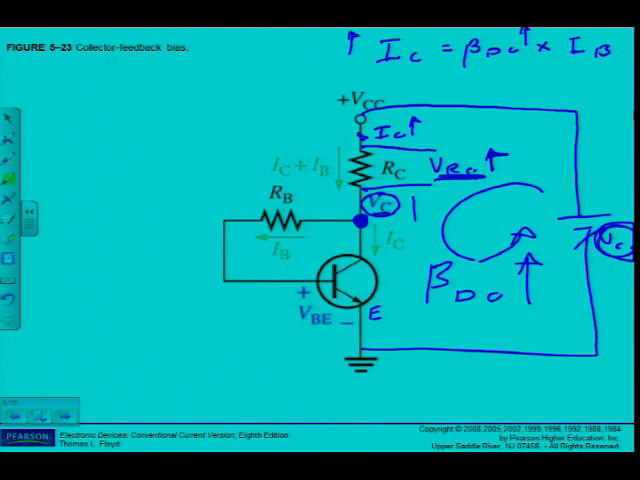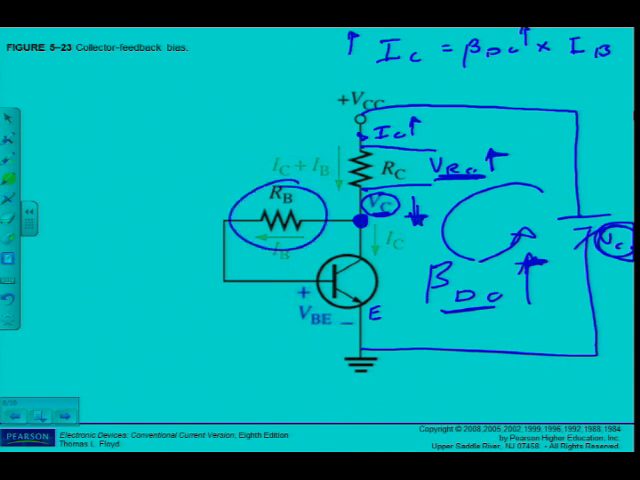VC must decrease. Otherwise my formula is not going to be true anymore. Right? So let's go back to the original. What happened? Big problem was beta increased IC, VRC increased, but what happens? Can you see the feedback here? Collector feedback. So if VC now decreases, what's going to happen?